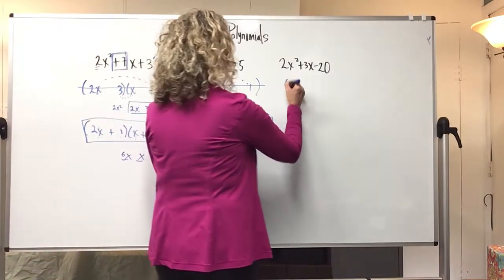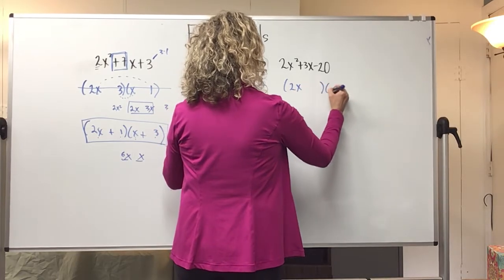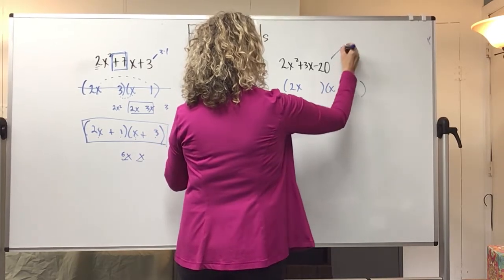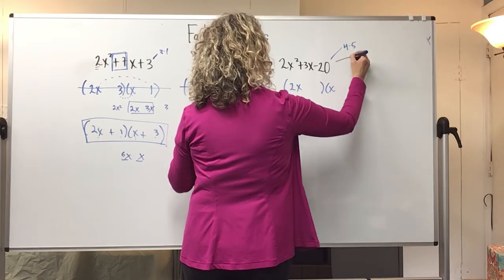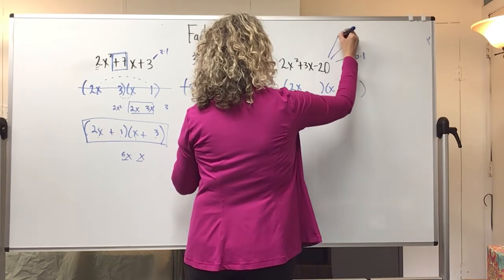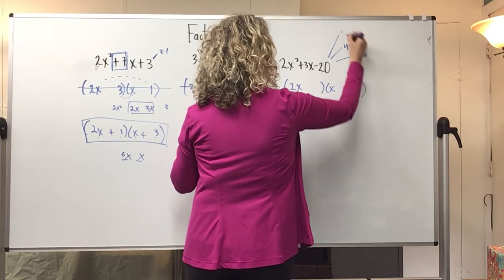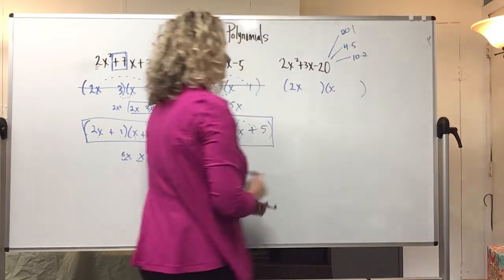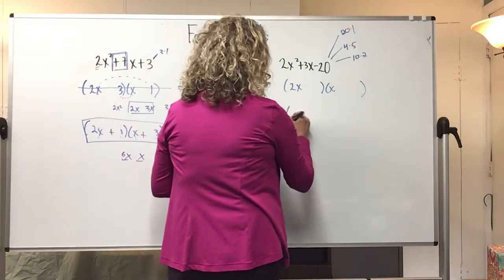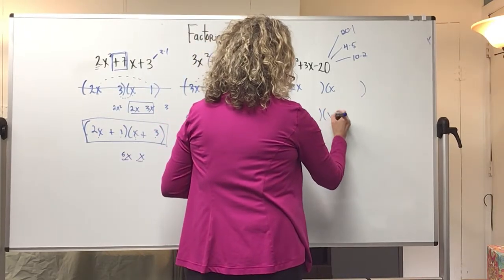Last one. We have 4 times 5. We have 10 times 1. We have, what else? Oh, I'm sorry, 10 times 2. And we have 20 times 1. So we have a couple choices here.